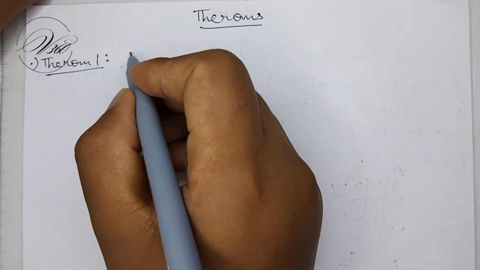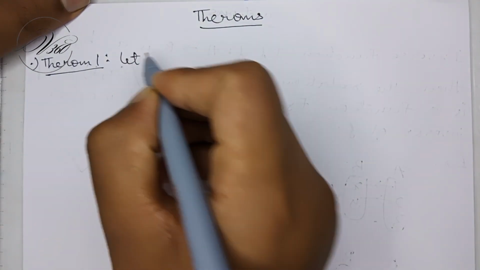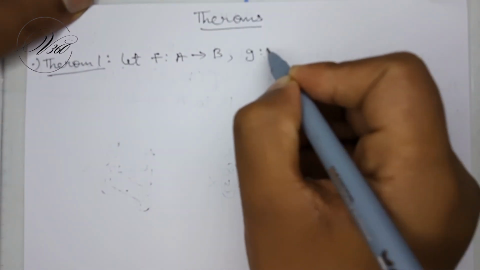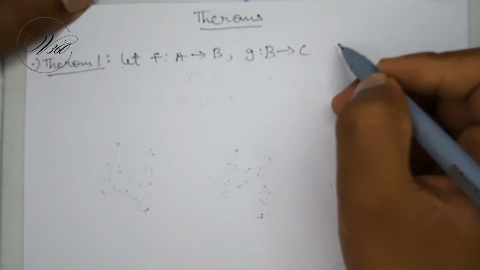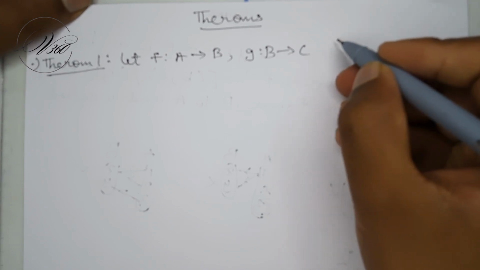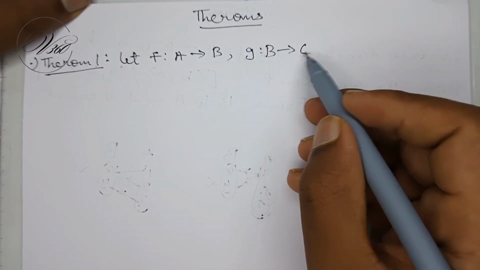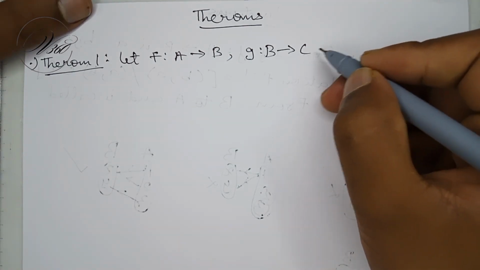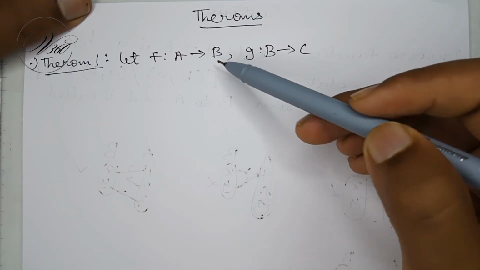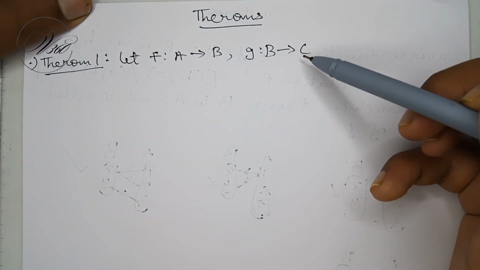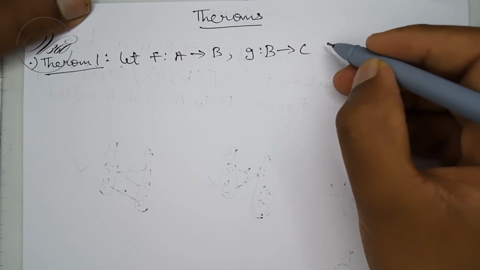Now what is the first theorem? The first theorem is: let f maps a to b, g maps b to c. We have learned this now: f maps a to b and g maps b to c. Now we can say this is a composite function, because we have just discussed a to b and b to c. For this, the composite function answer will be directly from a to c, right? I think you got it.